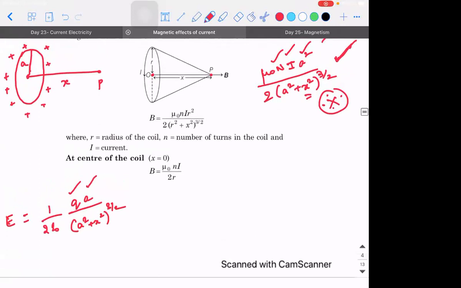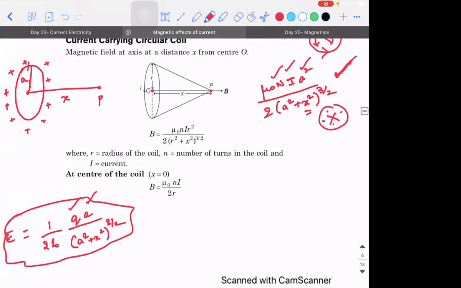Then what is this a? A is the radius, sir. Okay. Try to verify this expression by deriving. You know how to derive this, right? You will consider a small element, small charge. The dq will be equal to lambda into dx. Due to that lambda into dx, find the electric field at that point, integrate it, you will get the answer. Just try to verify if both are right.